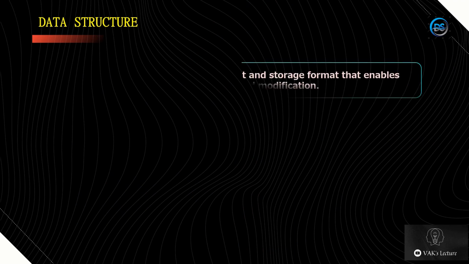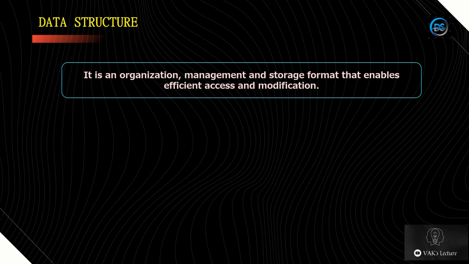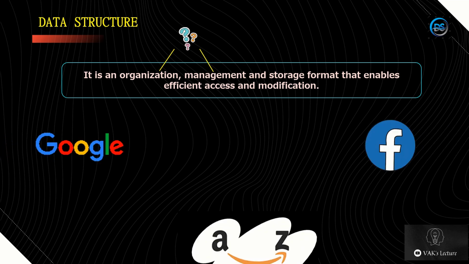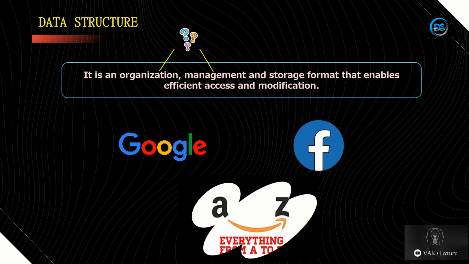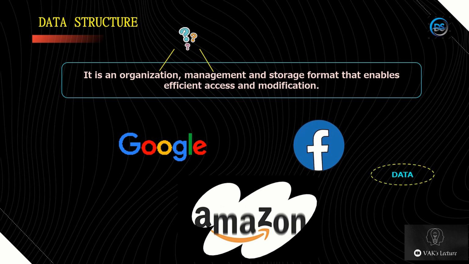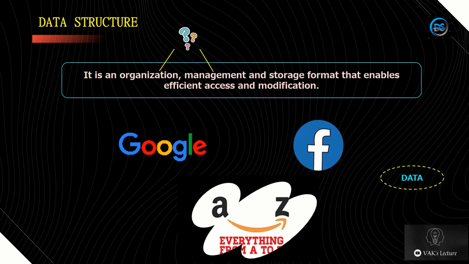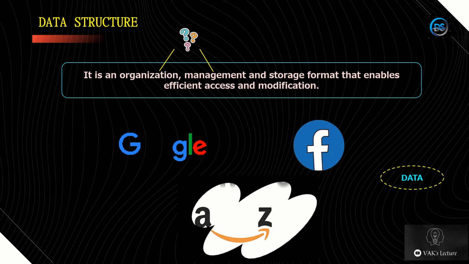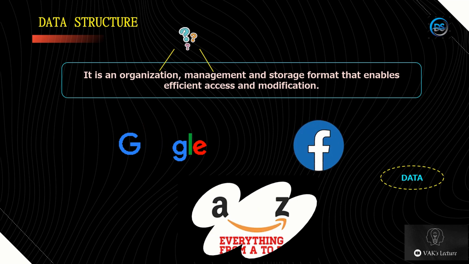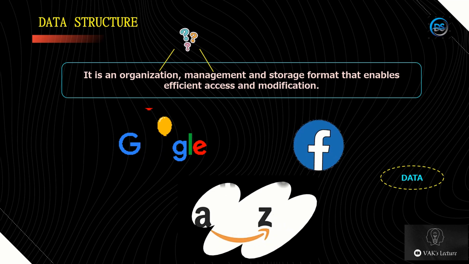A data structure is a data organization, management, and storage format that enables efficient access and modification. See, why we use the words organization and management here? Big companies like Google, Amazon, Facebook are collecting data in a large amount on a daily basis. Since the data is being collected, obviously there will be some organization and management for it. And we will also have to give a storage format to it for accessing it in the future.